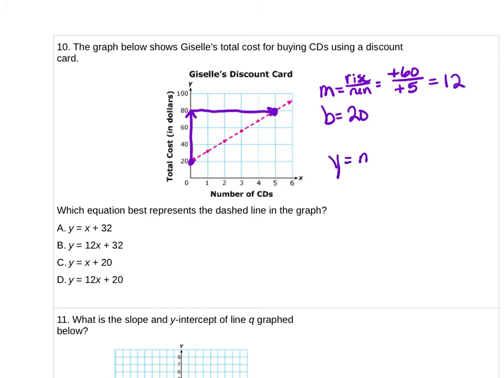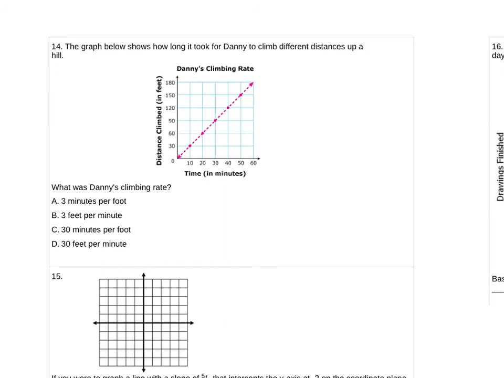So the y equal mx plus b is y equal 12x plus 20, which is answer choice D. Number 14, it asks, what was Danny's climbing rate? And it gives you different measures in minutes per foot or feet per minute. I want you to notice that if we think of rise over run, our rise is the feet, the run is the minutes. So it's going to be feet per minute in our answer.